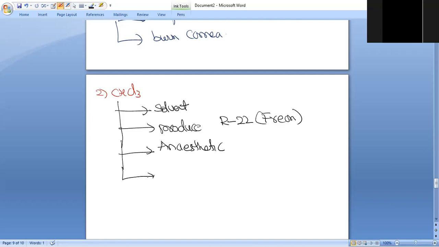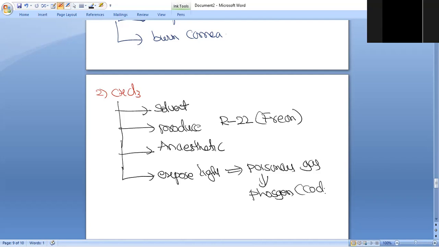When it is exposed to light, it will give a poisonous gas. That is phosgene, COCl2. Poison. So this is important for you.